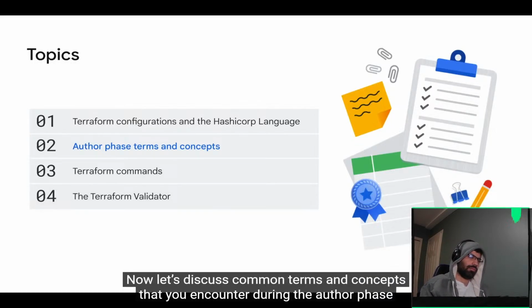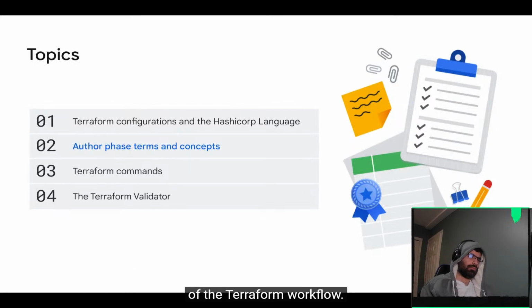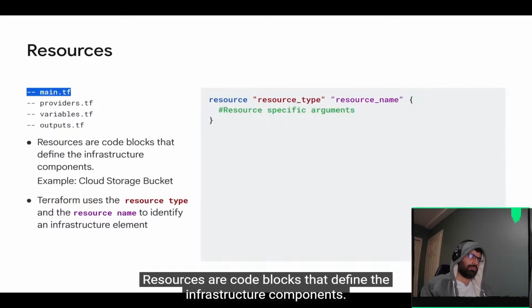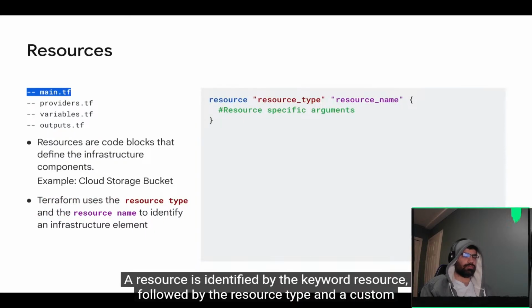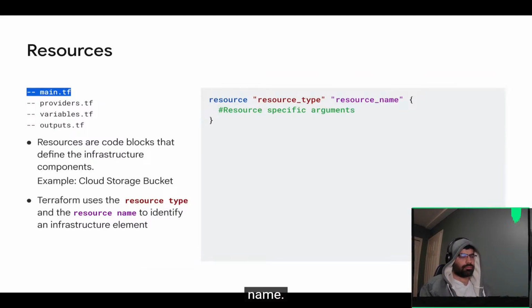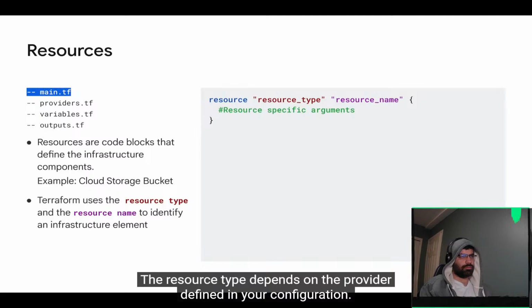We have covered Terraform configurations and the HashiCorp language. Now, let's discuss the common terms and concepts that you encounter during the author phase of the Terraform workflow. Resources are code blocks that define the infrastructure components. A resource is identified by the keyword resource, followed by the resource type and a custom name. The resource type depends on the provider defined in your configuration.